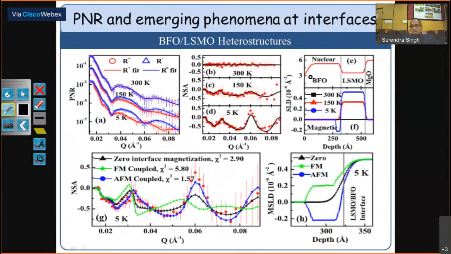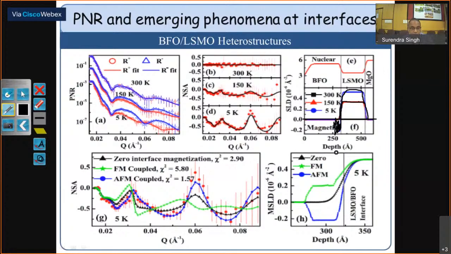And this, if you see, is the nuclear scattering length density, this red one, as a function of depth. Here it is the substrate, this is the LSMO layer, this is the BFO layer, and this is the nuclear scattering length density. And the temperature dependent magnetization depth profile: for 300K we don't have any magnetization. At 5K we have positive magnetization for LSMO, and we get a negative one for the interface layer, which is around 30 angstrom.